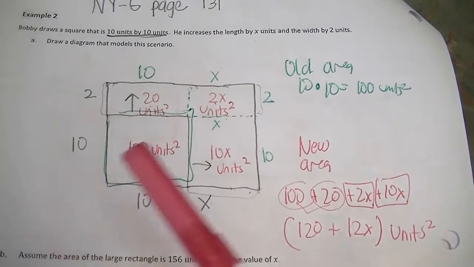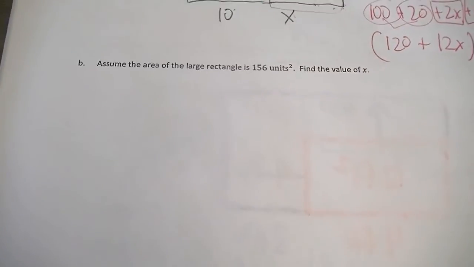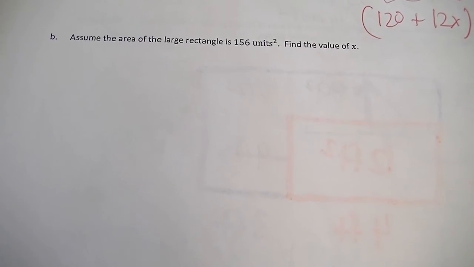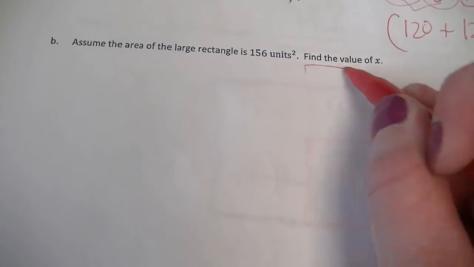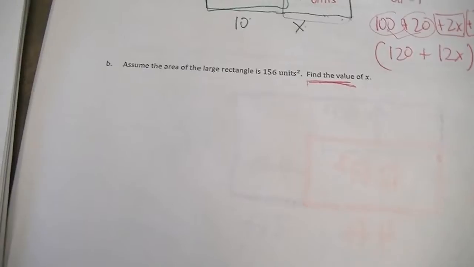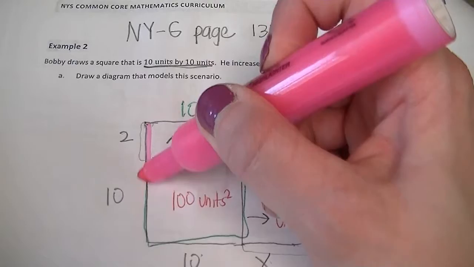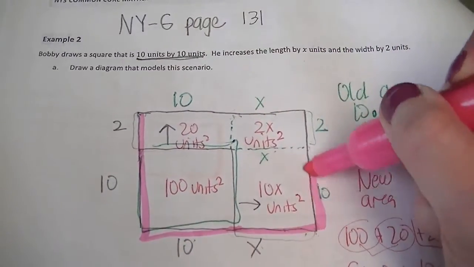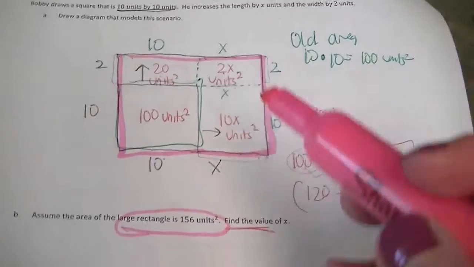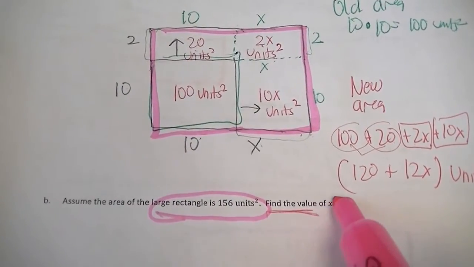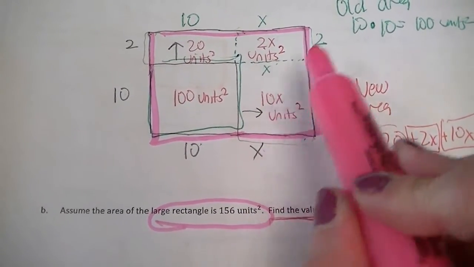Okay, now for the next one. Assume the area of the large rectangle is 156 units squared. Find the value of x. Okay, so now they're saying the area of the large rectangle is 156 units squared. So this whole entire thing, they're telling you, hey, there's 156 square units that make this. Find the value of x. So we gotta figure out, well, then what's x?